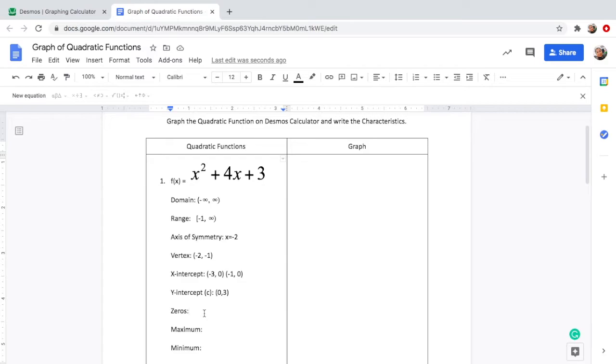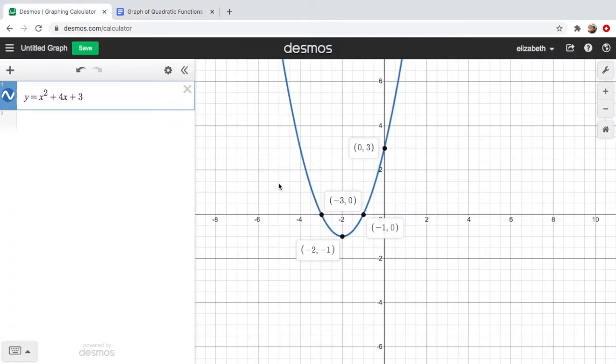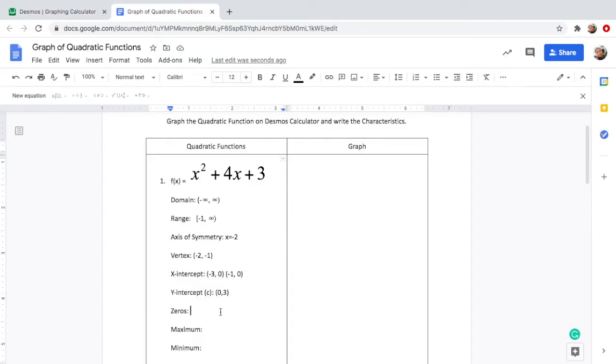How about the zeros of the function? The zeros of the function are the solutions or the values of x, and that is also the x-intercept. Therefore, the zeros of the function are -3 and -1. Let's write the answer here, -3 and -1.